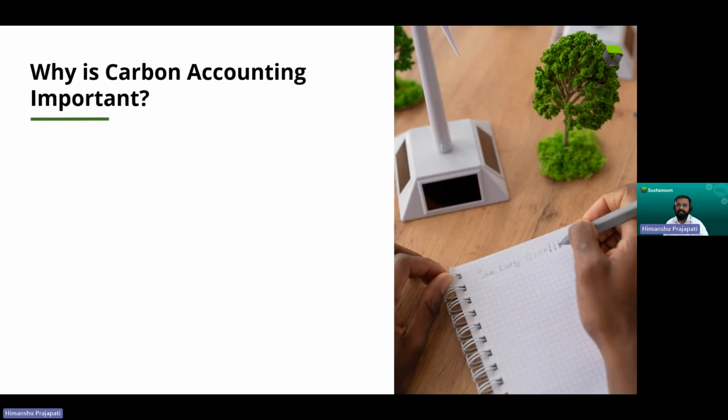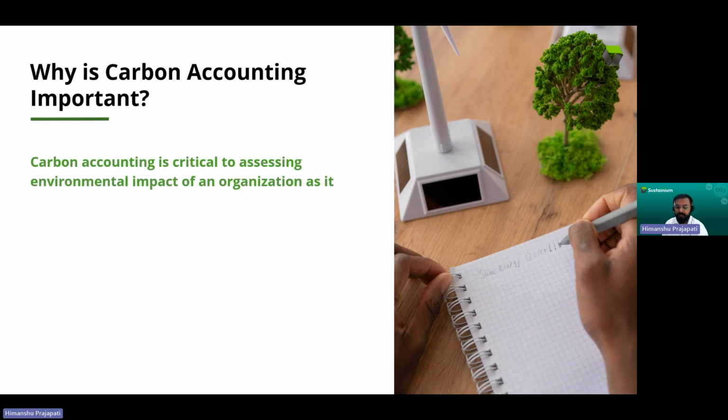Now that we have established that greenhouse gas and carbon accounting are the same, let's talk about why carbon accounting is very important for us. Considering the regulatory environment, as well as whatever is happening in terms of climate change, it's very important to assess an organization's environmental impact. And for that, carbon accounting becomes really important.